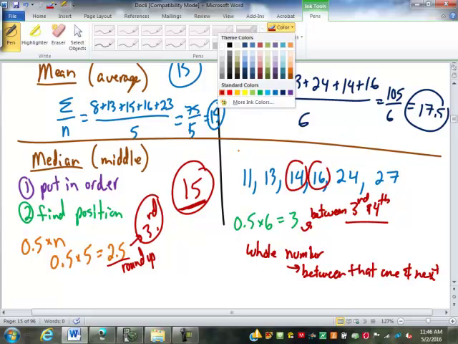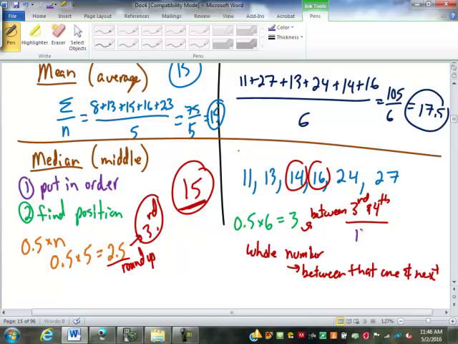How do we find what's in between them? We're just going to add them together and divide by 2. 14 plus 16 is 30. Divided by 2 is 15. So I have a median of 15 there.